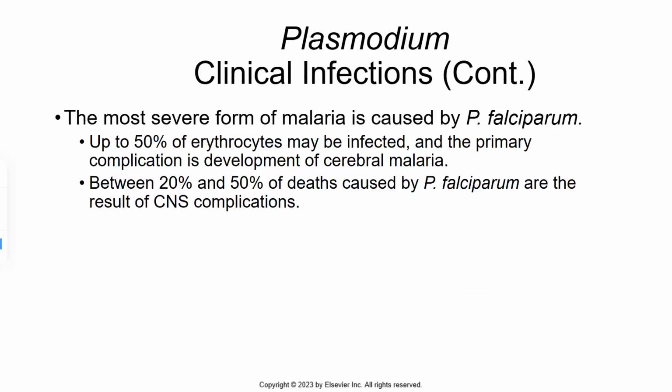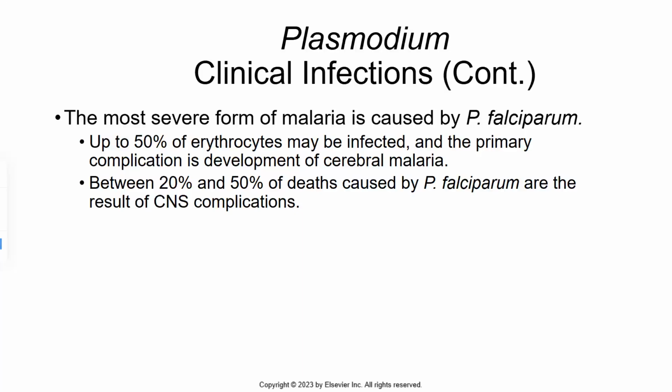The most severe form of malaria is caused by Plasmodium falciparum. Up to 50% of erythrocytes may be infected. Imagine half of your blood cells having a parasite inside of them. You won't be able to effectively transport blood or oxygen around the body because the red blood cells are going to get weighted and sticky, and they're going to stick to the surface of those blood vessel walls. You're going to need massive red blood cell replacement.